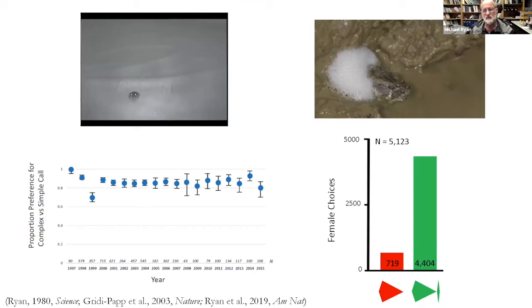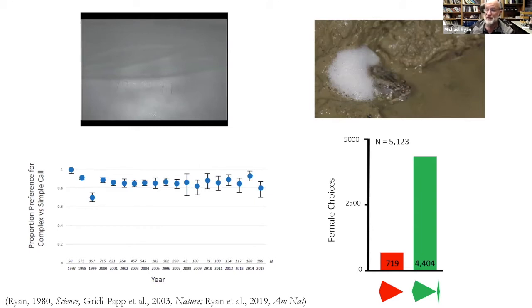So the first experiment that we did with these frogs was to ask, would they prefer a call with a chuck, a whine chuck, to only a whine? And the answer is yes. And we have a very big sample size here, over 5,000. And we've done this experiment over more than 20 years. This graph shows the results for 9 years. So what we see here is that the females have a 5-fold preference for calls with chuck.